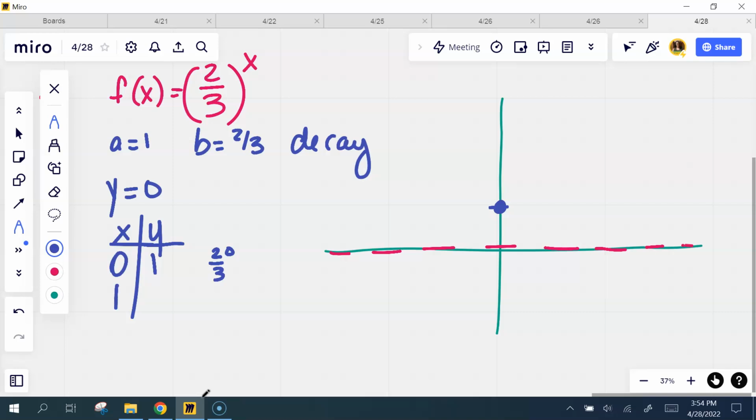And then let's do 1 here, and let's plug in. So 2/3 to the first power is, of course, 2/3. So don't get so caught up with being exact as you graph this. Just go up about 2/3 of the way, just like that. And if I wanted to keep going, I could. It might be easier to go negative, right? Because it's a fraction. So if I do 2/3 to the -1, remember those negative exponents flip, it becomes 3/2, which is 1.5.